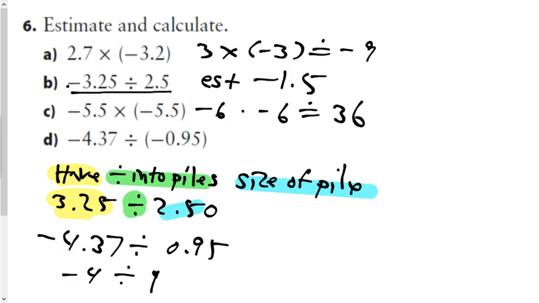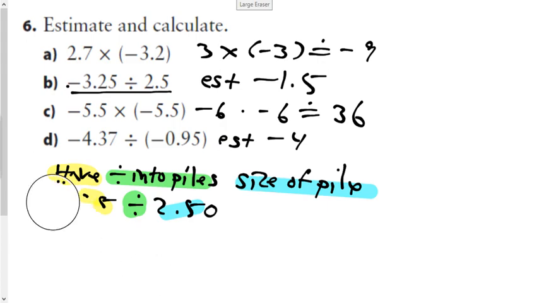So I'm going to change this to 4 divided by 1, which I can do, right? If I make it into that, my estimation would be approximately negative 4. Okay, does that make sense to everybody? I can make roughly 4 piles of 95 cents with $4.37. Okay. Calculation.